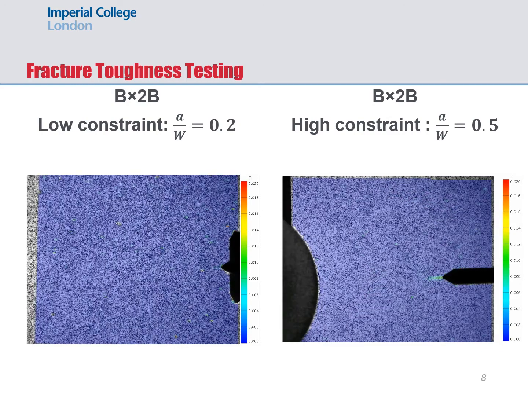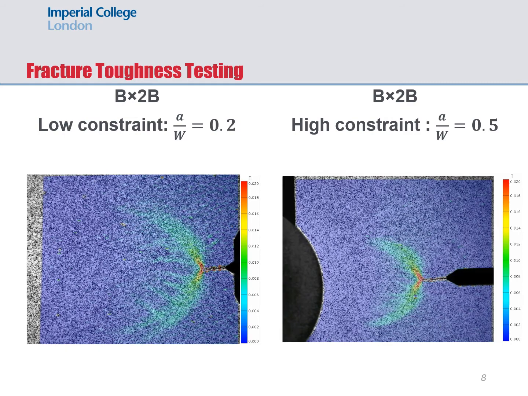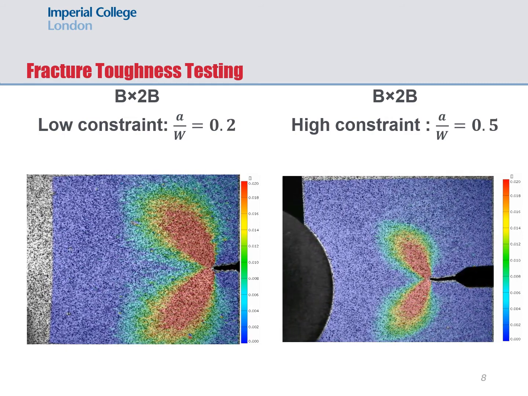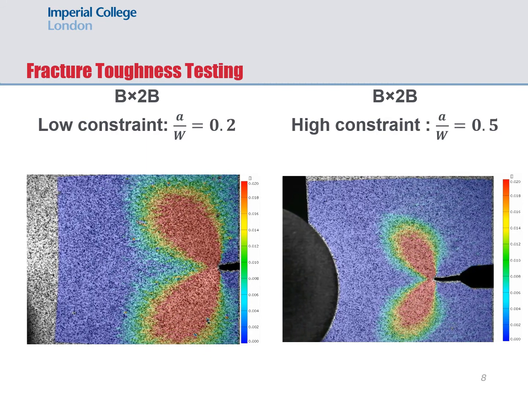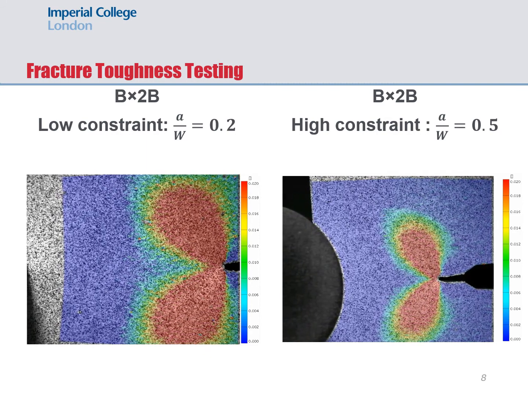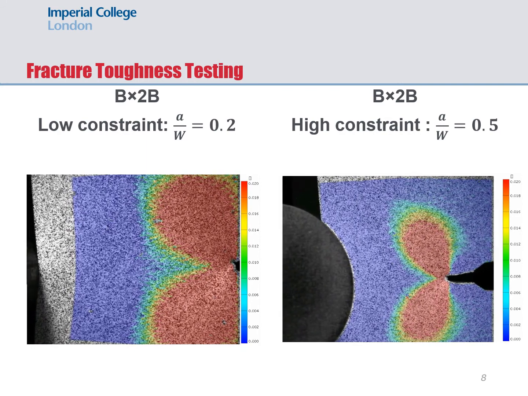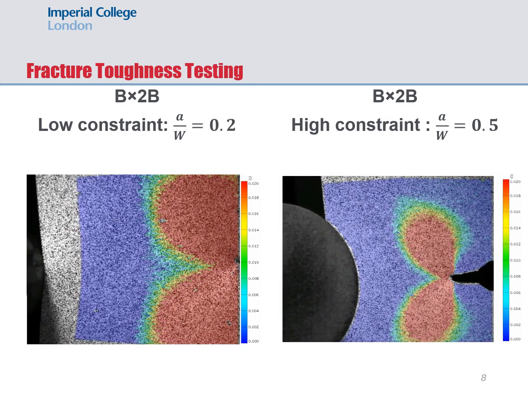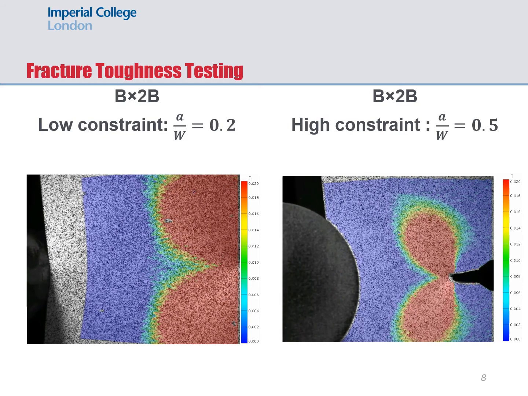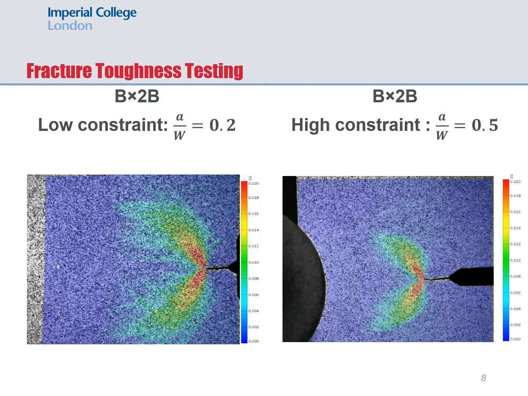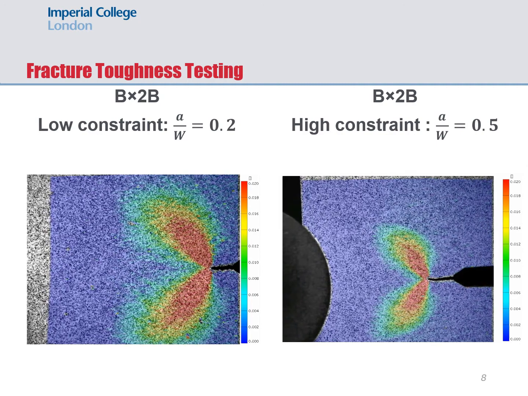Now, that's not unexpected, given that low constraint samples tend to generate higher measures of fracture toughness when compared to their high constraint counterparts. And of course, fracture toughness, or J, is calculated as the area under the curve. So if I have a longer ligament, I'm going to have more area under the curve, which is likely to give me a higher measure of fracture toughness. And that is indeed what we see here.